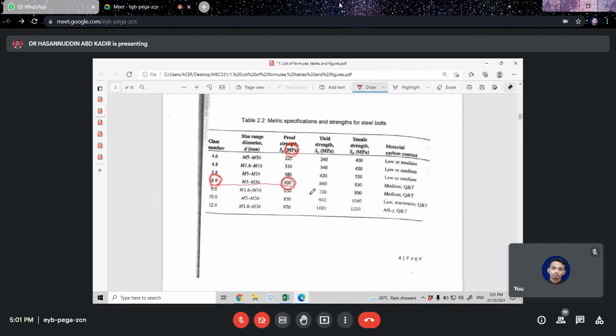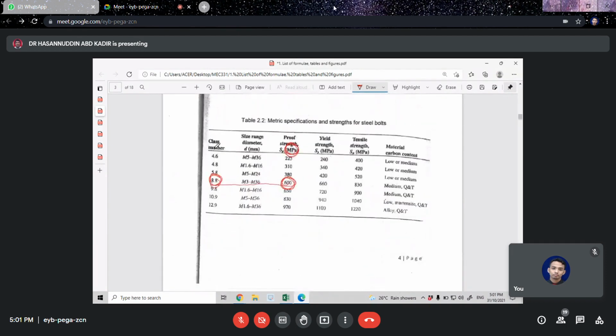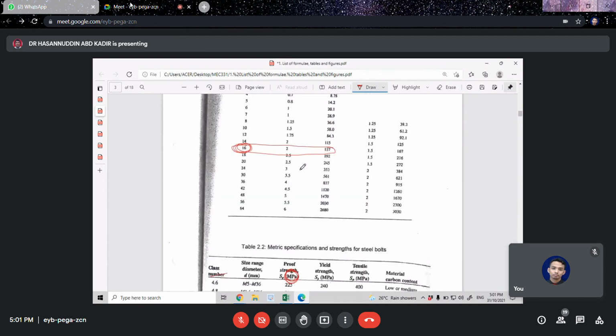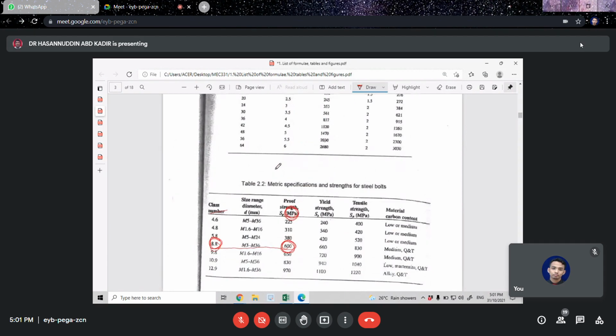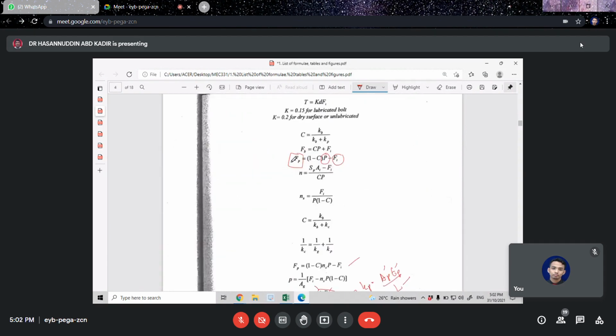Then please be alert with this type of table, 2.1, 2.2. In this chapter, we are not interested in you calculating the value of D, or playing around with pi D squared over 4. We are not interested in that. We need you to find the value of area, AT, or the diameter based on the table, not from the calculation. Please remember that.